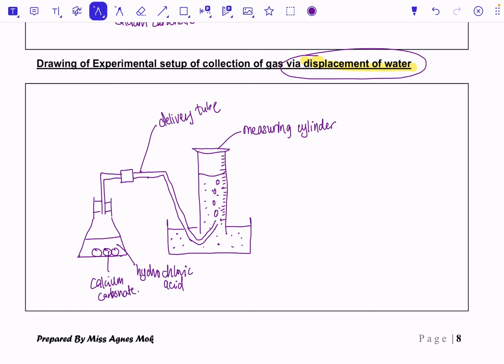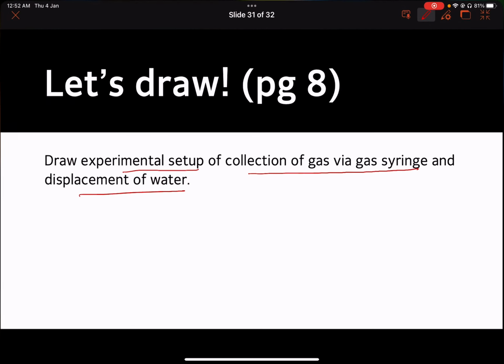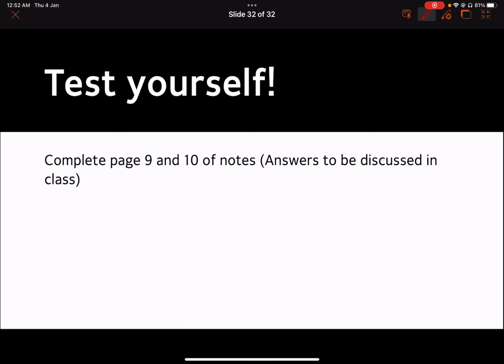I hope that this is helpful to you in terms of the drawing of the two experimental setups. So you take your time to draw. Once you're done, you can take some time to complete pages 9 and 10 of your notes. But if you struggle with pages 9 and 10, it's perfectly fine. You come back to class, we'll discuss it together. These questions are not all simple because I did not actually go through it with you. So we will iron out all these issues in class.